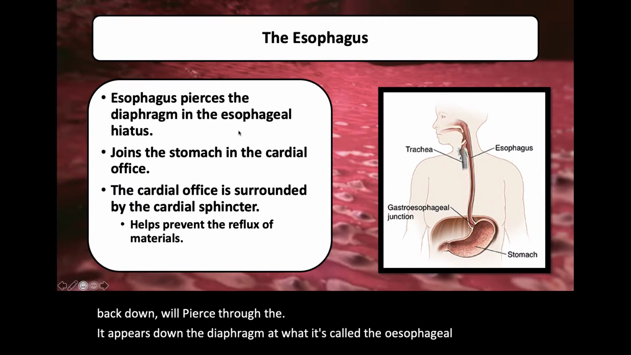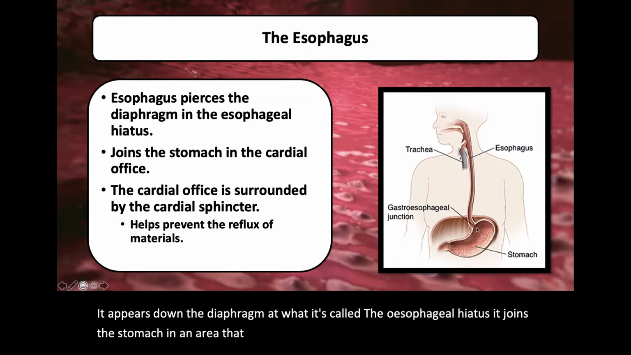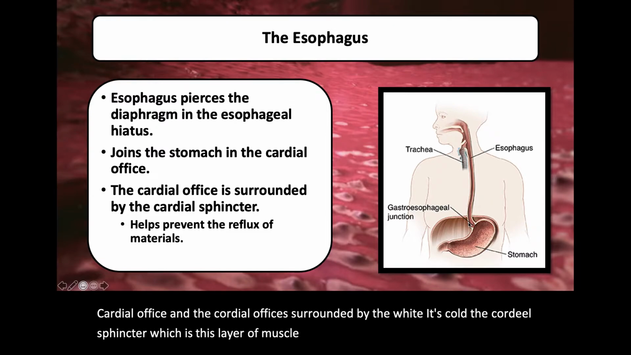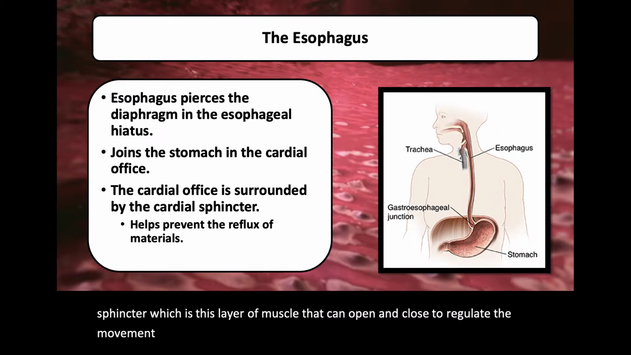It joins the stomach in an area that is called the cardial orifice. This area would be the cardial orifice, and the cardial orifice is surrounded by what is called the cardial sphincter, which is this layer of muscle that can open and close to regulate the movement of materials going down there. It helps prevent the reflux of materials.